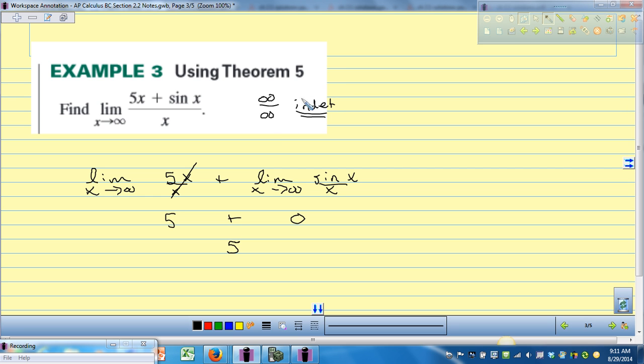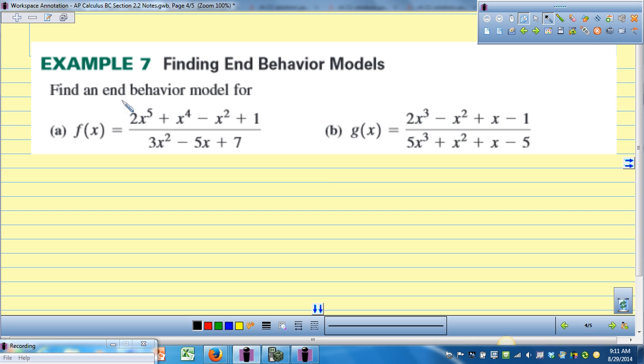So two different times now we've come across an indeterminate form, which means we need to change the appearance. 0 over 0, infinity over infinity. Okay, find an end behavior model. So this is what we were doing before. When we look at this, we want to find an end behavior model that represents how this function will look way out when x is large. So these become unimportant, and we end up with 2x to the 5th over 3x squared.